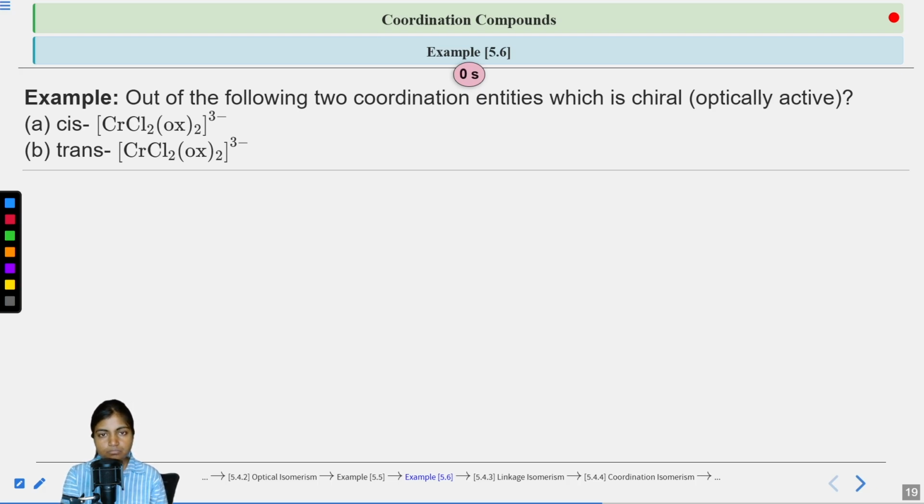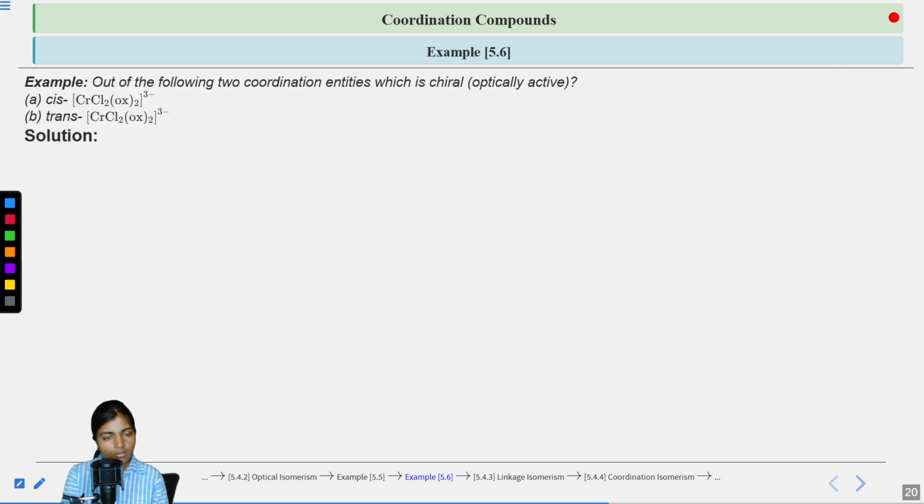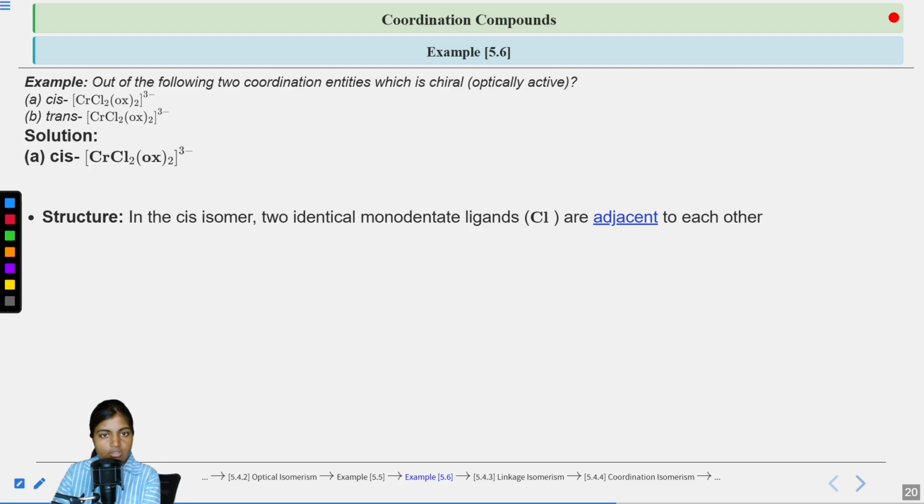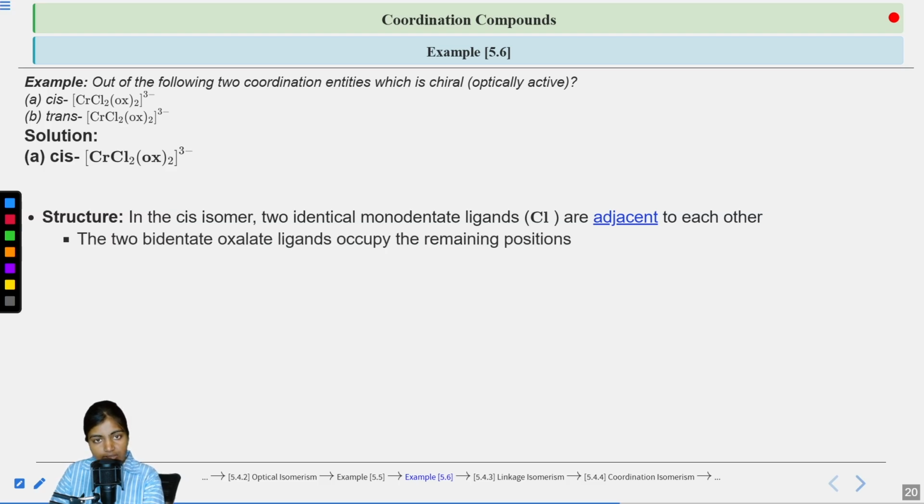Okay, let's see. So let's see one by one. The first part is given as cis-[CrCl2(ox)2]3-. So in the cis isomer, the two identical monodentate chlorine ligands are going to be adjacent to each other, right? That is going to be the structure of the cis isomer. The two bidentate oxalate ligands occupy the remaining positions after the occupation of the adjacent positions by the chlorine ligands.